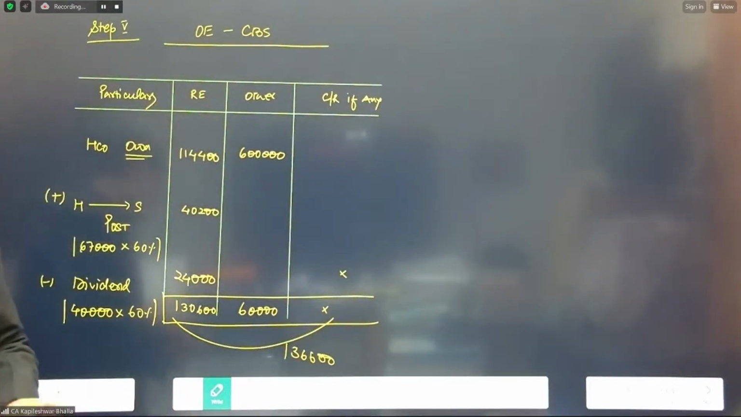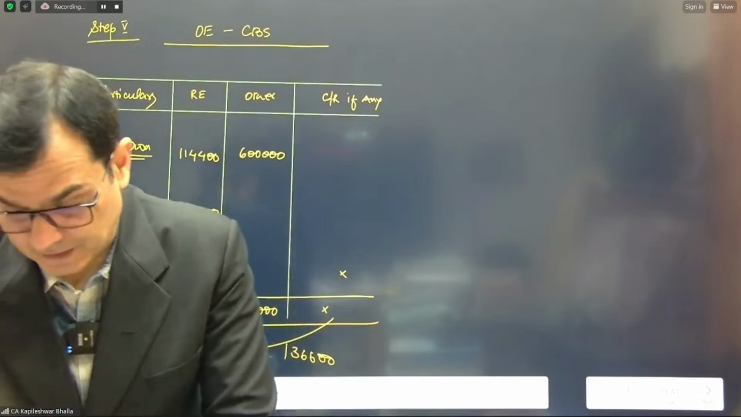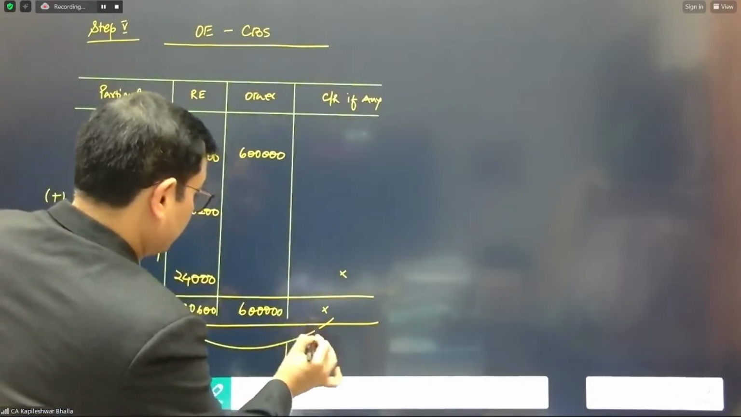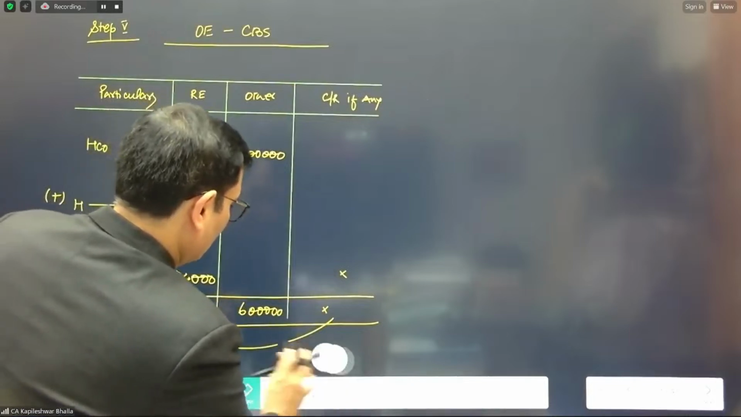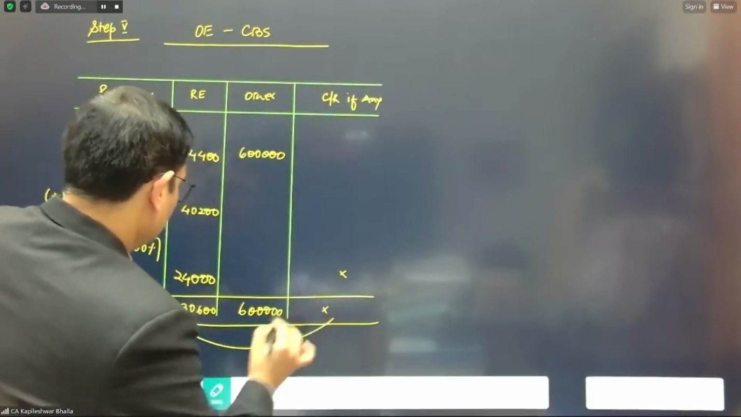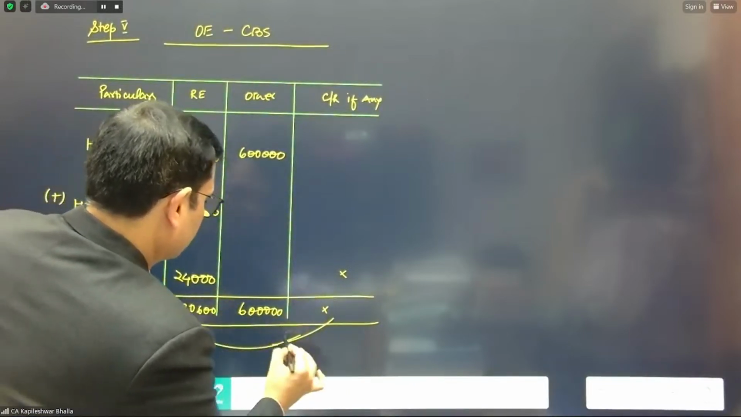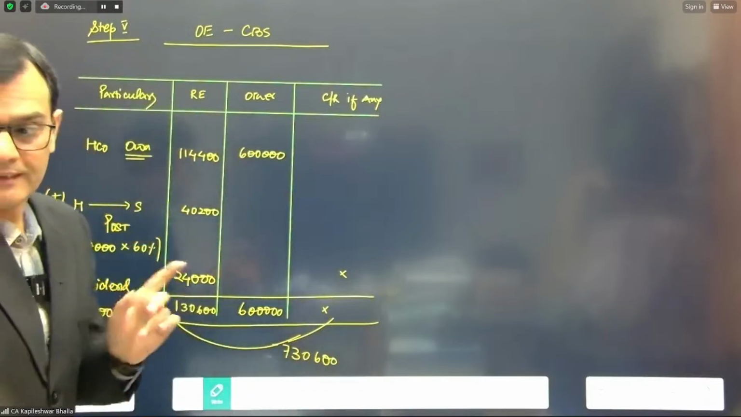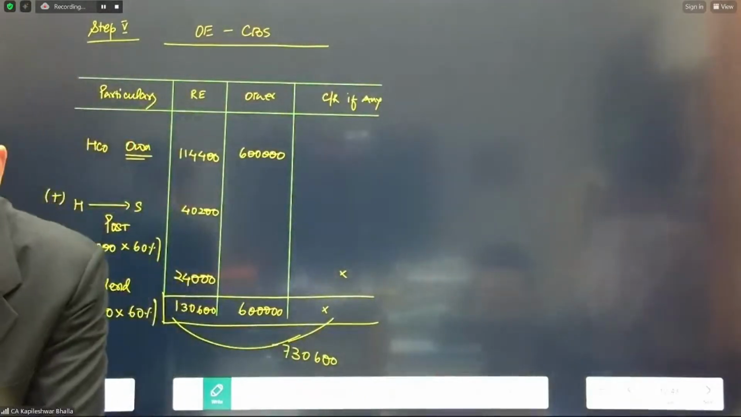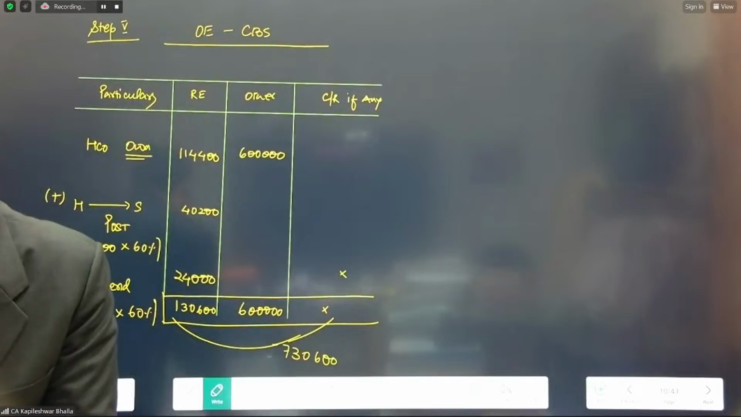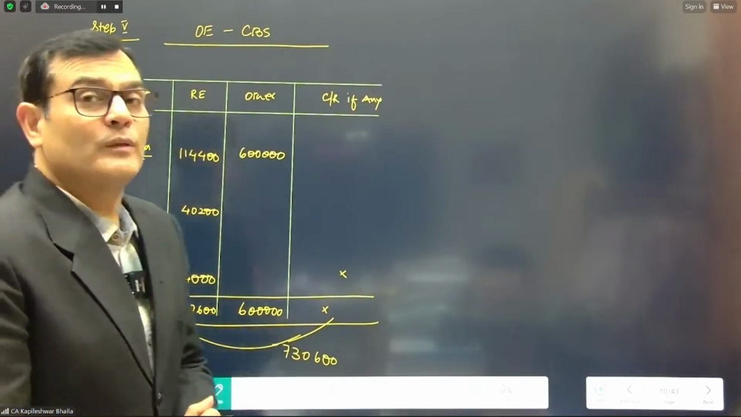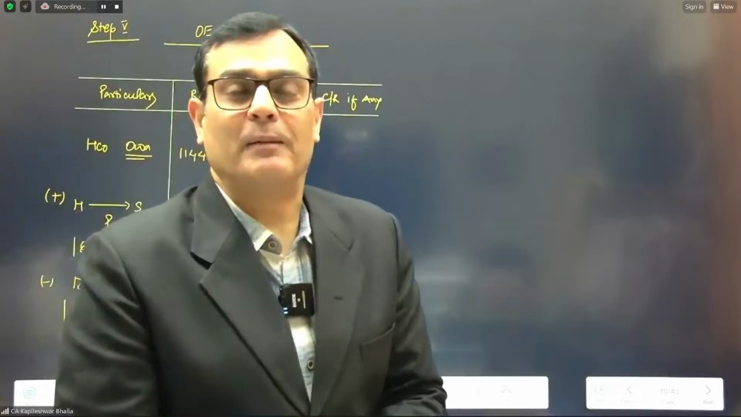Okay, so this is done. Now let me take it further. Okay, so this was 6 lakh, sorry. I think this is 6 lakh, my mistake. The total goes incorrect. So this will be 6 lakh plus this 130,600, the total is 7,30,600 in the balance sheet. Okay, so now we are in a position to make a consolidated balance sheet as well.